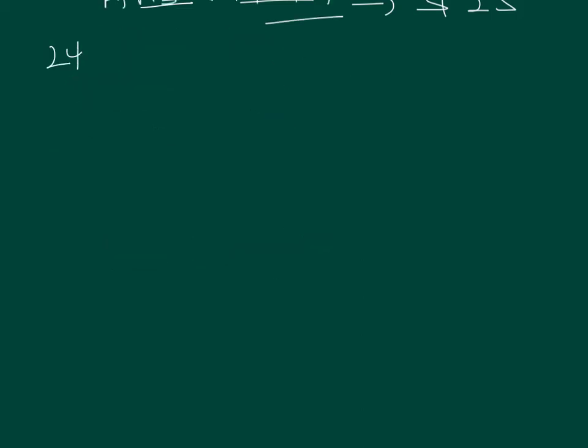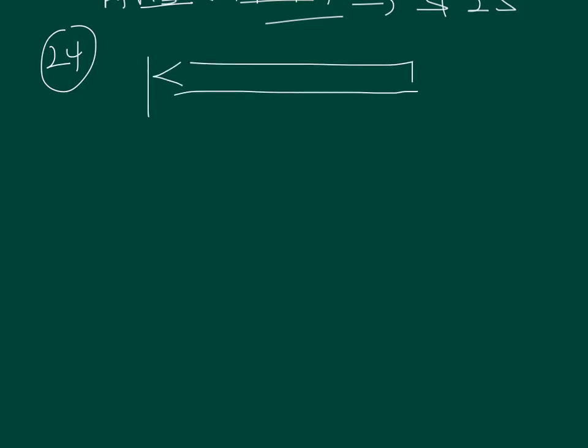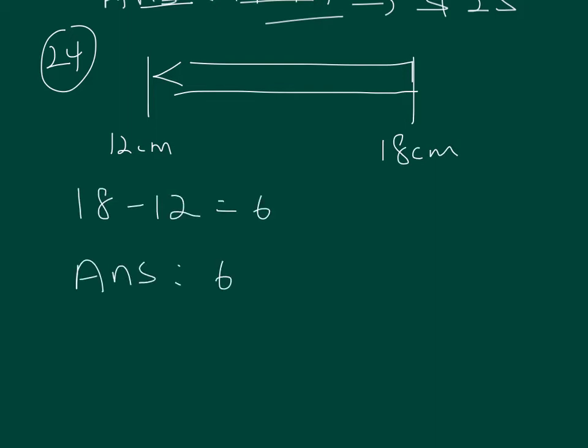We move to question 24. Okay, looking at the pencil that we have. At the tip here, that will be actually 12 cm mark. At the end of it is 18 cm mark. So 18 minus 12 equals 6. Answer for question 24 is 6 cm. A point to remember, always watch out for the starting and the ending marking.